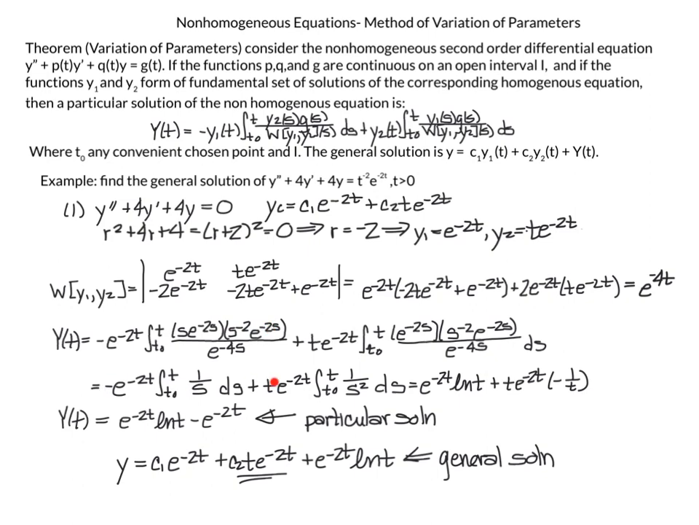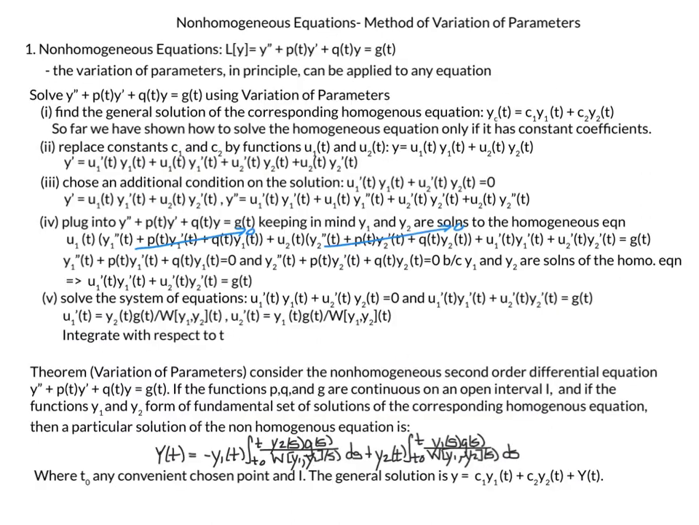Some algebraic manipulations, some integrals, and you will find that your particular solution is e to the minus 2t natural log of t minus 2 e to the minus t, which is exactly what we found using the other method. And then I also just wrote down the general solution as well. In this problem, I feel like the formula given by the theorem was definitely a big time saver.